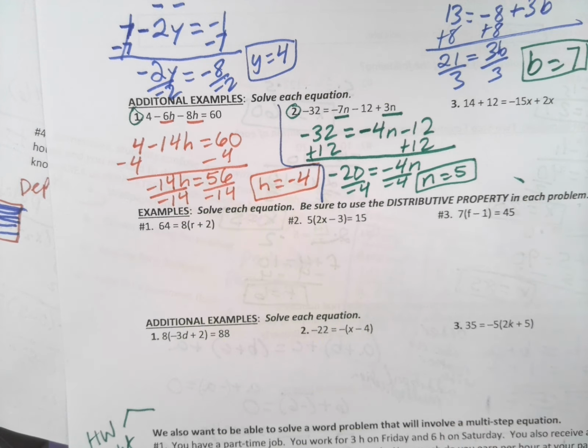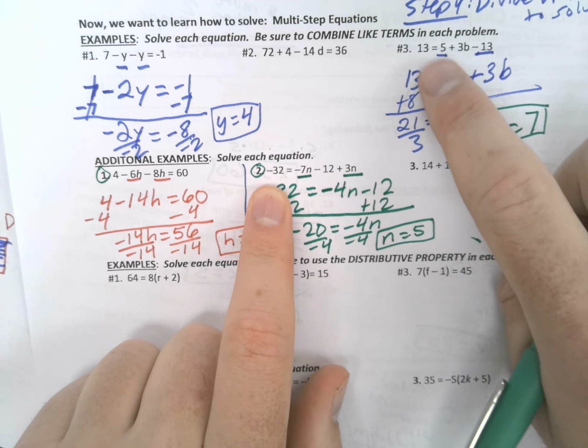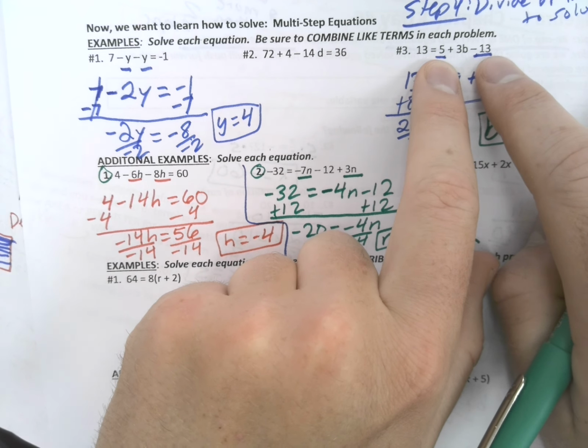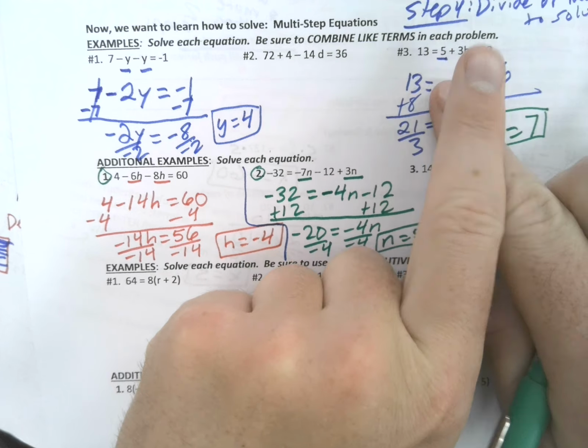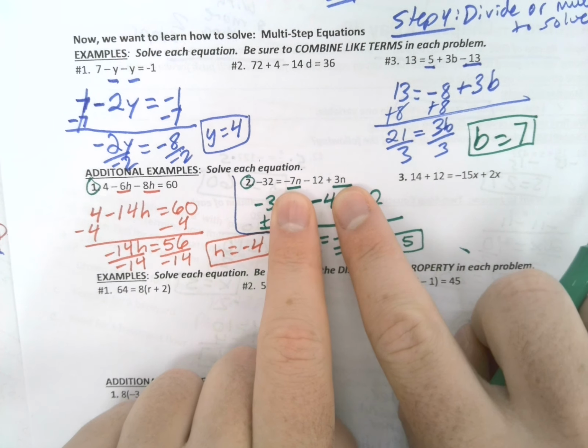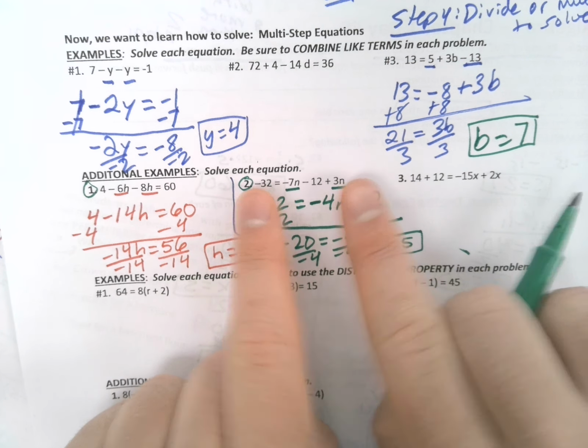Now again, number 2. Number 2 is like number 3 up here. 5 and negative 13, even though they weren't next to each other, they're on the same side of the equal sign. And since they're like terms, we can mash them together. Same thing here. These are both on the right side of the equal sign, so we can smash them together.